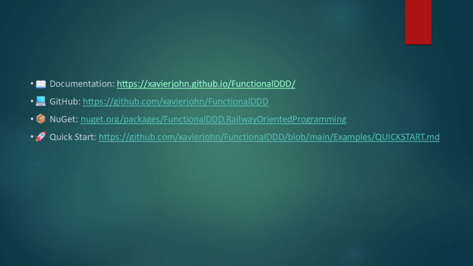Railway-oriented programming isn't just about writing less code. Though 60% less boilerplate is nice, it's about writing better code. Code that reads like English. Code where errors can't be forgotten. Code that's easy to test. Code that's easy to maintain. And you get all this with zero performance cost.